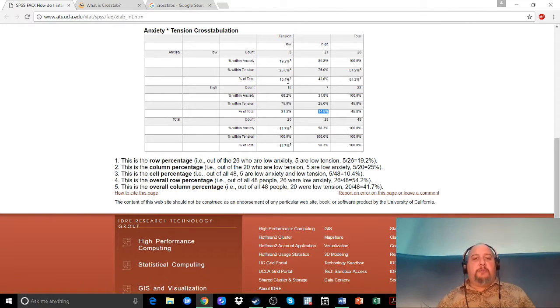It has to be driven by the question. It can't be driven by the numbers. And I happen to know in this article they were looking at, is there a relationship between anxiety and tension? When we build crosstab tables, it has to be because I'm asking a question about the relationship between two categorical variables. Always, always, always. When I get to the discussion, that's what I want to discuss, the relationship between these two variables.